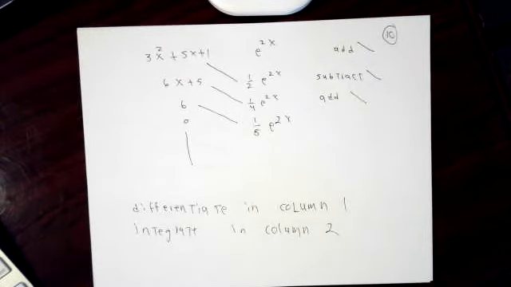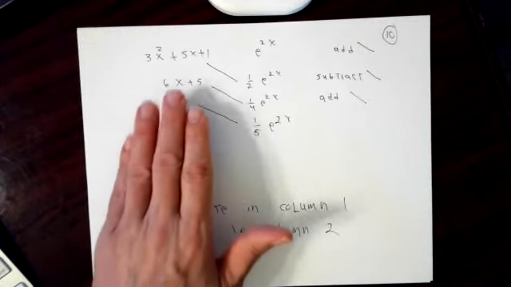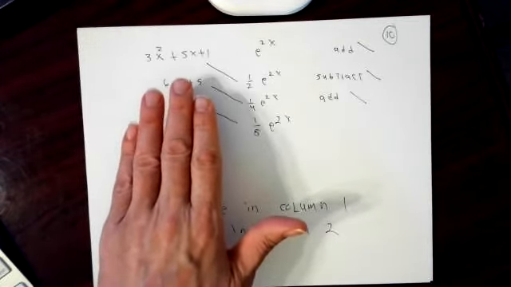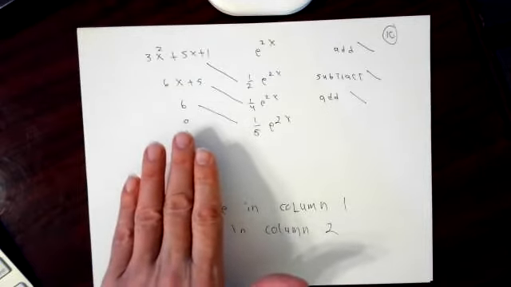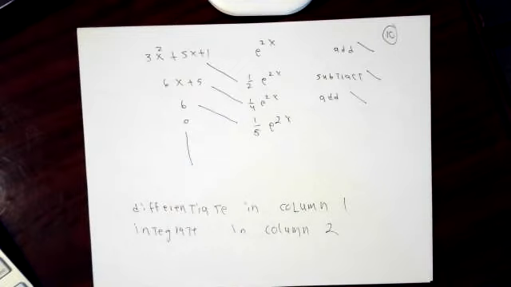I've got a recipe. I'm going to write down the polynomial piece. I'm going to start taking derivatives of it until I run out of derivatives, until they're all 0, which happens after a while. So 3x squared plus 5x plus 1 has derivative 6x plus 5, which has derivative 6, which is a constant, so its derivative is 0, and all later derivatives are 0 also. So in the polynomial column, differentiate.